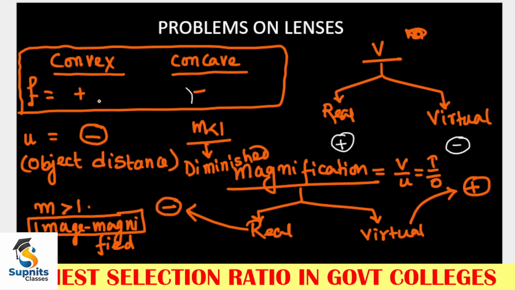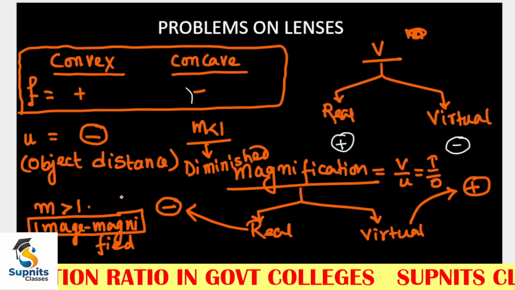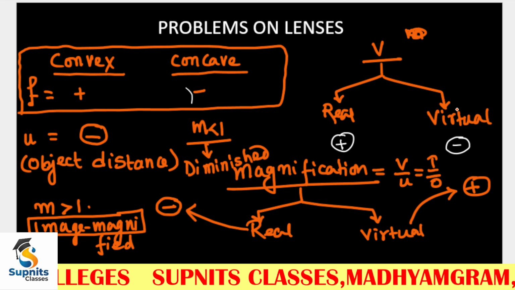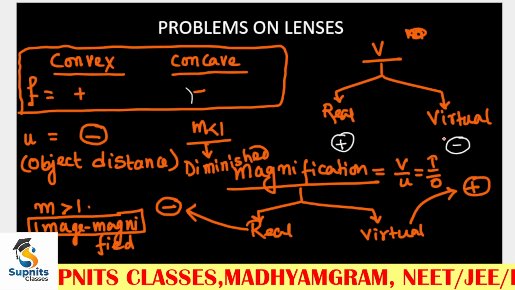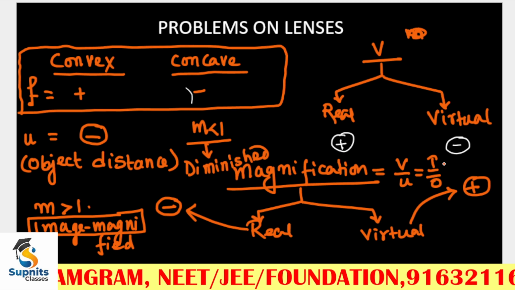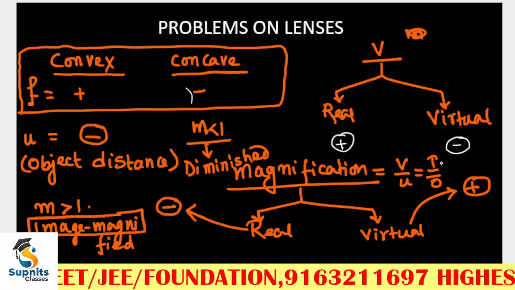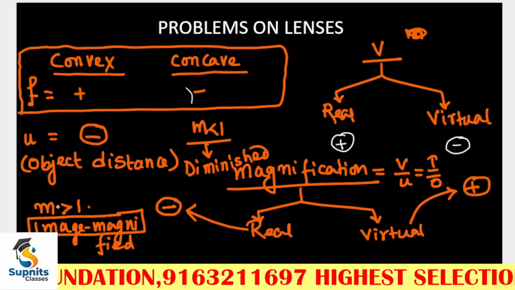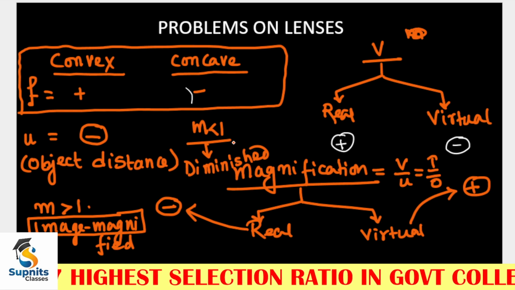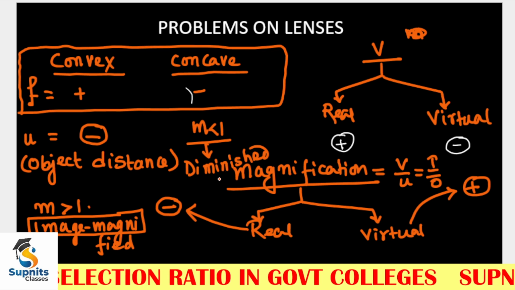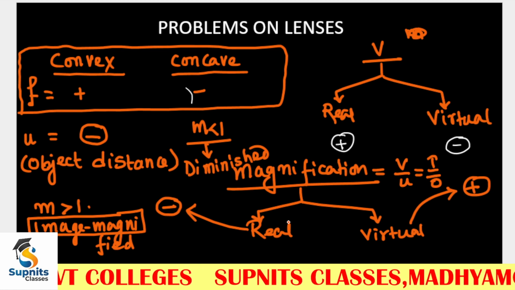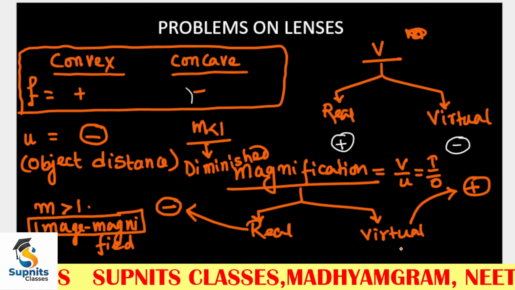So convex lens, focal length is positive; concave lens, focal length is negative. U is always negative. In case of real image, V is positive. In case of virtual image, V is negative. And magnification is equal to V by U, which is also I by O. I by O means image height by object height. If magnification is more than 1, then the image is magnified. If magnification is less than 1, then the image is diminished. And if magnification is negative, then the image is real. If magnification is positive, image is virtual.